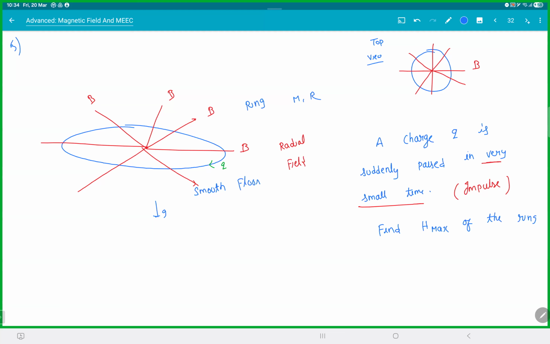Why is the radius required? I don't know. I just gave it, I guess. You don't require it. It's a ring, so I thought, let me give the radius R. You guys figure it out.